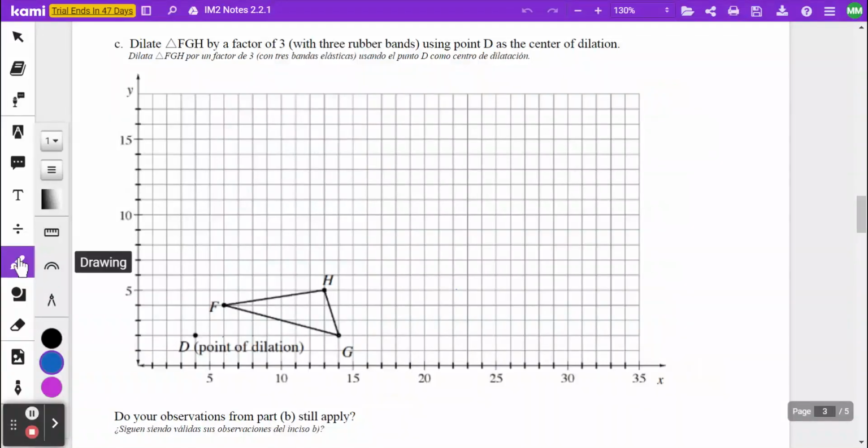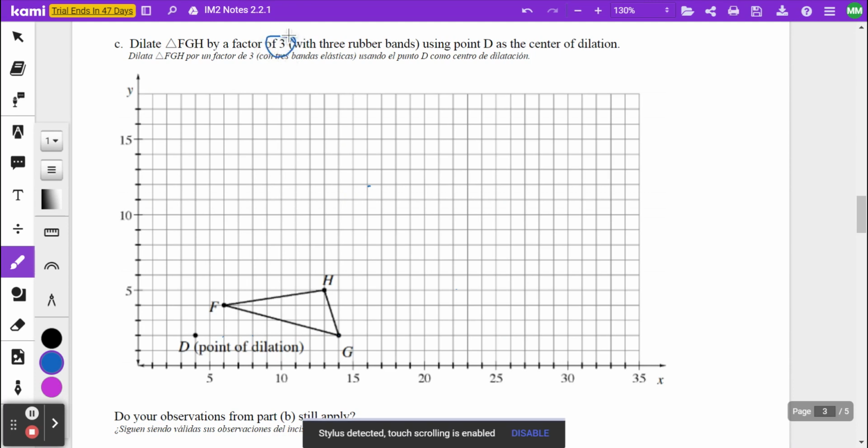Okay, part C. In this problem, we will dilate the triangle FGH by a factor of 3. That's like having 3 rubber bands, and using point D as the center of dilation. Here we go. Now I'm doing a factor of 3, so I know everything that I'm going to do will be multiplied by 3. So originally, to get from point D to F, I went over 2 and up 2. I'm going to have to do that 3 times. So over 2 and up 2. There we go. A length of 3.